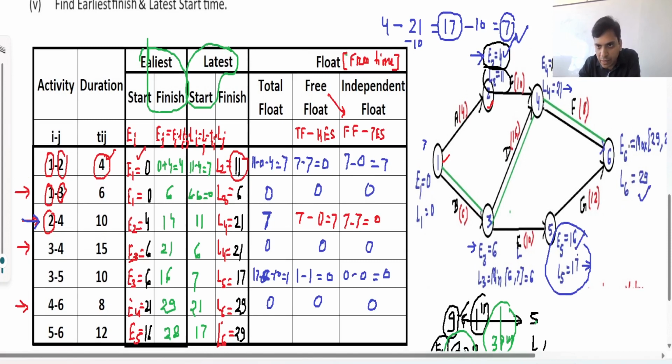Now for 5 to 6, this last activity, total float is 29 minus 16, that is 13, 13 minus 12, that is 1. And for free float, total float minus head event slack is 29 minus 29, so this is 0, so this equals 1. And for independent float, we write free float 1 minus tail event slack. The tail for 5 to 6 gives tail event slack 17 minus 6, so 1 minus 1 equals 0. So this is the calculation of total float, free float, and independent float.